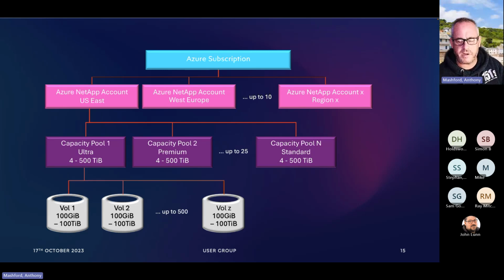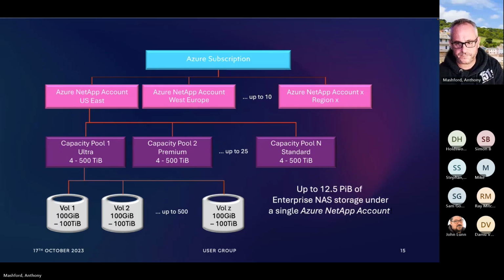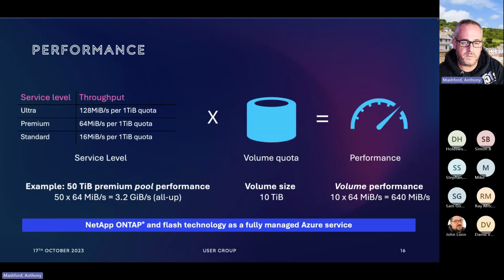Then within your capacity pools, you create your volumes. Current volume size, the smallest is 100 gig up to 100 terabytes. However, we do also have in public preview 500 terabyte volumes, so you can scale these volumes up to 500 terabytes in size. But ultimately, you can have up to 12.5 petabytes within a single Azure NetApp Files account. Again, a slight caveat there is that there is a capacity limit by default on a subscription, so you can only have 25 terabytes per account. However, that's a soft limit. It's a simple support case to Microsoft to request that limit to be raised, and that will be actioned quite quickly for you.